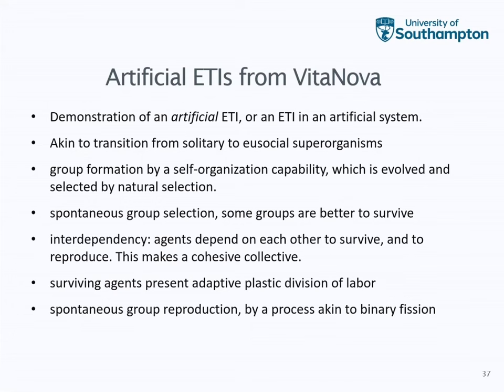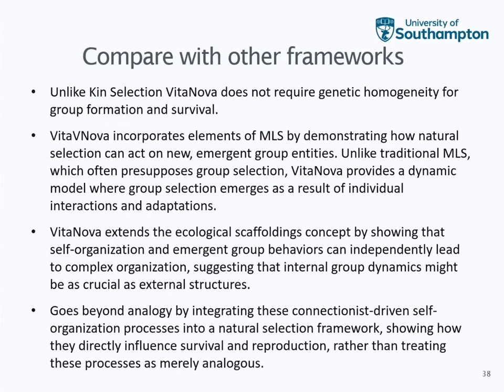And surviving agents present adaptive, plastic division of labor, because the ability to switch between roles is an evolvable ability: we are evolving neural networks, and neural networks are controlling that ability. And we have observed spontaneous group reproduction by a process akin to binary fission observed in mitochondria. We see that mitochondrial DNA is a ring structure also. And some comparisons with other frameworks.